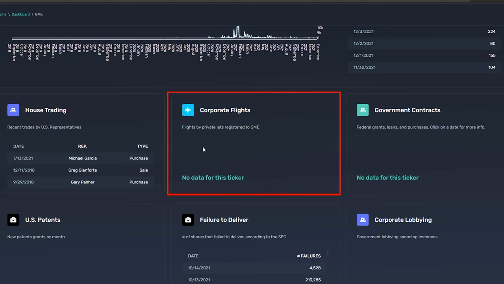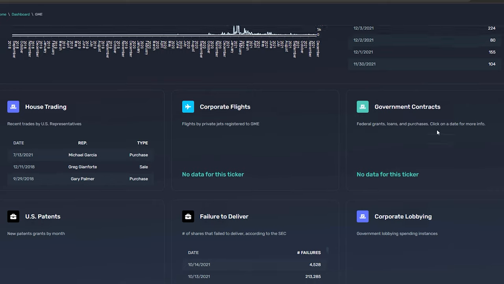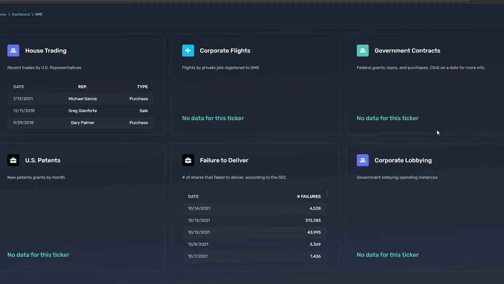It could be that they haven't done any, or it could be that they've been registering the flights under a different entity or a different name, right? Definitely something we have to really consider. And then government contracts, again, we don't see anything with GME. So again, it could be that the website didn't scrape any information, or they simply don't have any government contracts. Not all companies are going to have federal loans and grants. So just definitely interesting to look through.